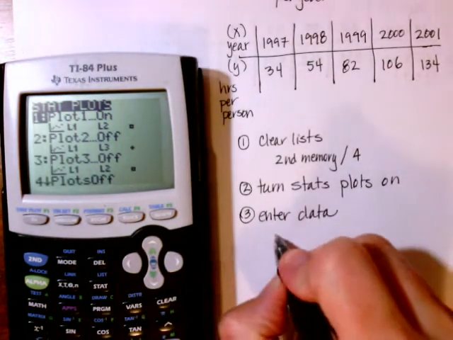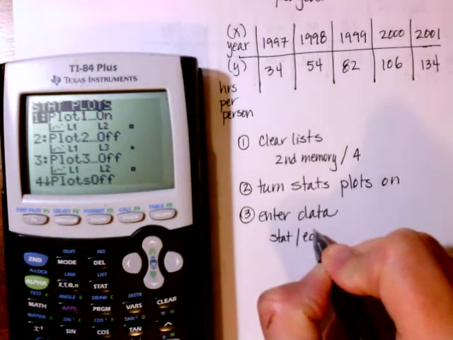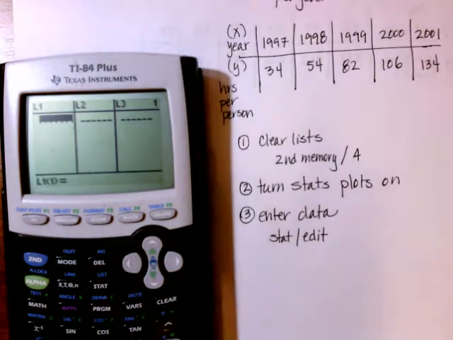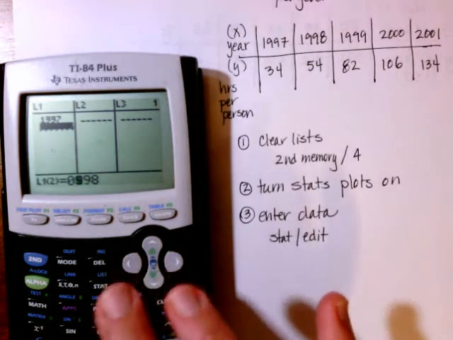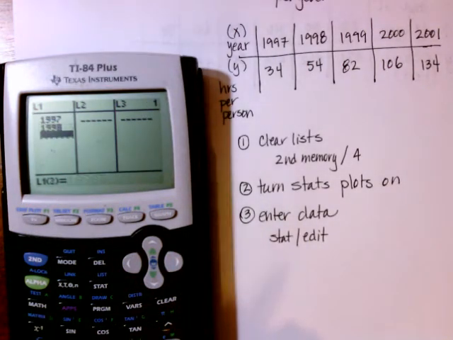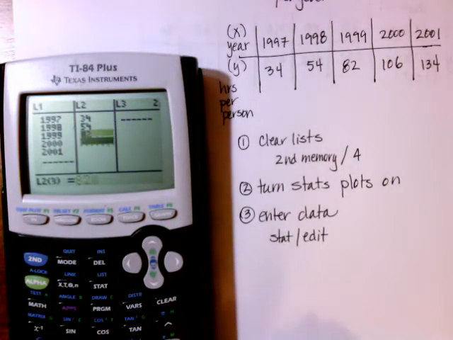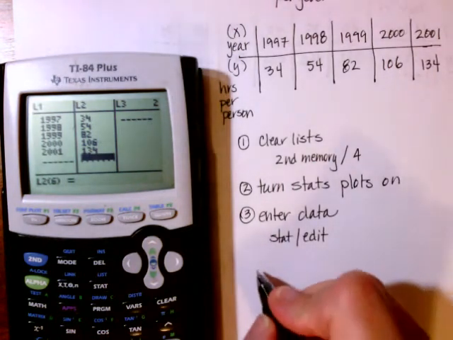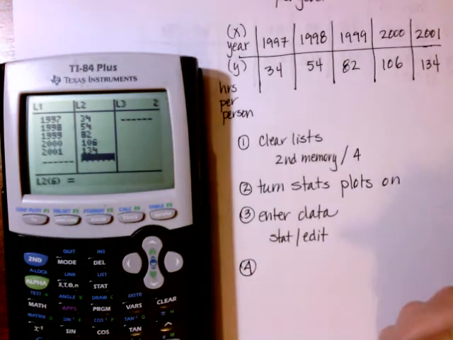I'm going to do stat, and then edit, and then I can enter my data. I always do my x's first, so I'm going to enter 1997, 1998, 1999, 2000, and 2001. Then I'm going to enter my y's: 34, 54, 82, 106, and 134. And then I'm going to check to make sure I entered my data correctly, because if your data is wrong, everything's going to be wrong.